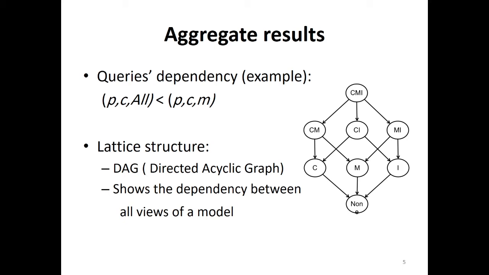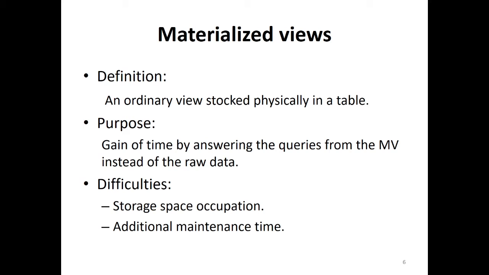To represent the dependency between all possible views, we use what we call a lattice structure. It is basically a DAG, or directed acyclic graph, representing the dependency between all possible views of a given star model. We all know the definition of a classical view, which is a named query, and the result of this query is not calculated until its execution. Unlike the simple view, the materialized view is a query pre-calculated and stored physically in a table.